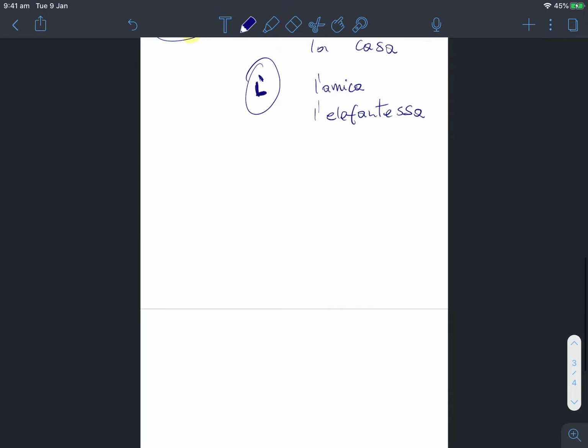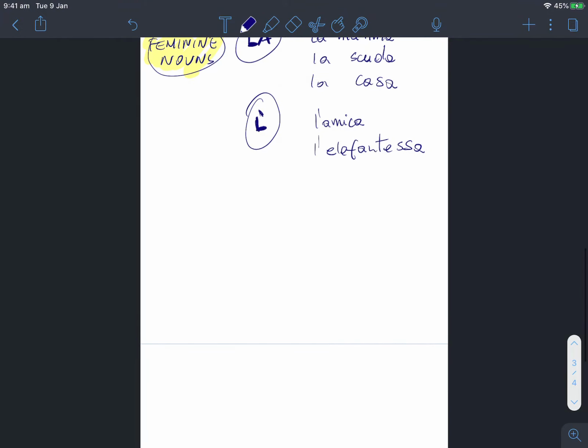So now I'm going to summarize it here. The in Italian can either be il, can be lo, or it can be l' in the masculine. So I'm going to put an M here for masculine.